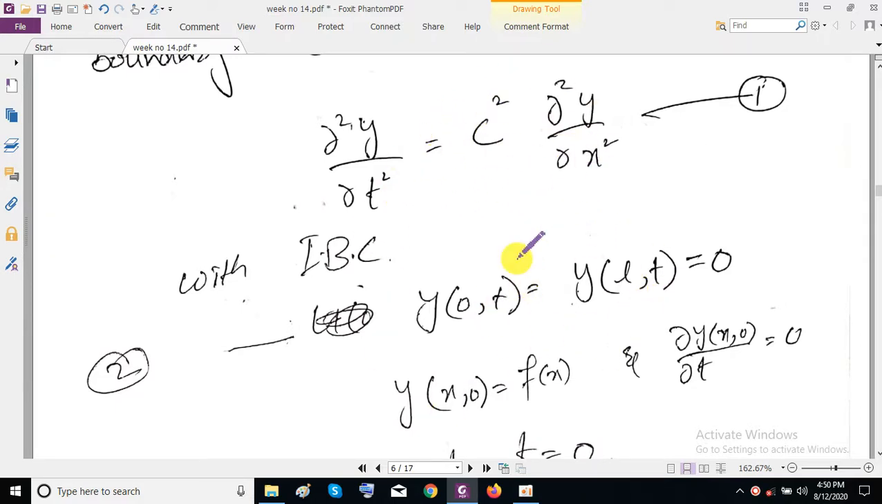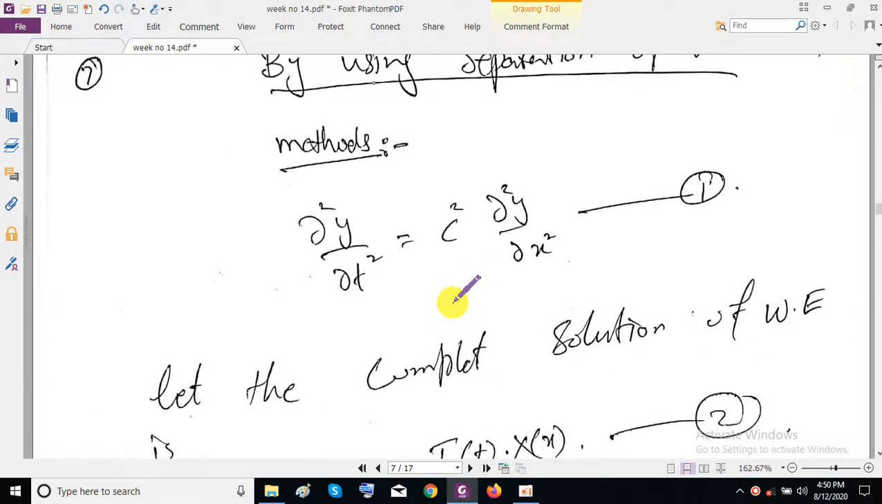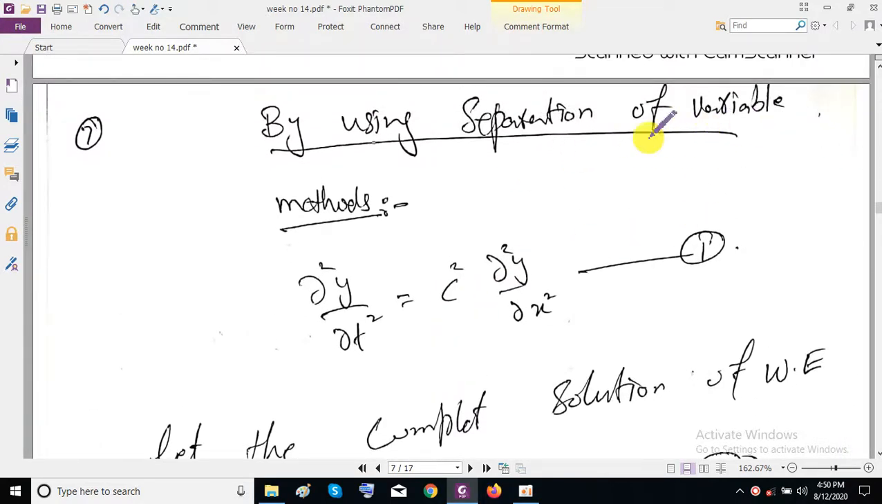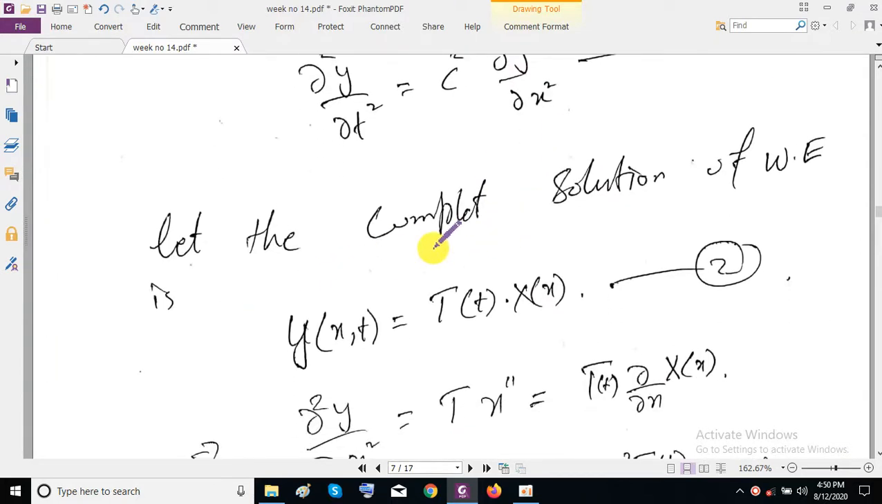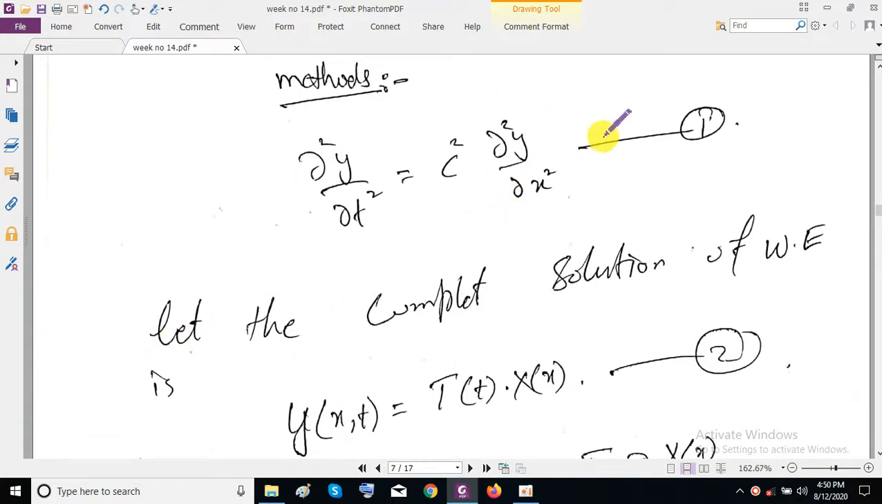What will be the solution of this one? OK, so by using the separation of variables method, we use the separation of variables method for this one. We suppose this is equation 1, which is the wave equation. Let the complete solution of the wave equation be in the form y(x,t) equal to T(t) times X(x). T(t) means this is a function of t, and X(x) means this is a function of x. So definitely here it is partial t and here it is partial x.